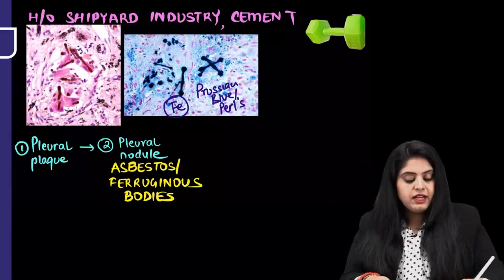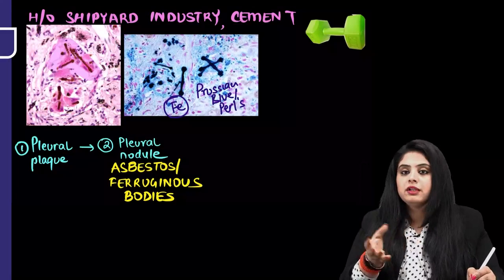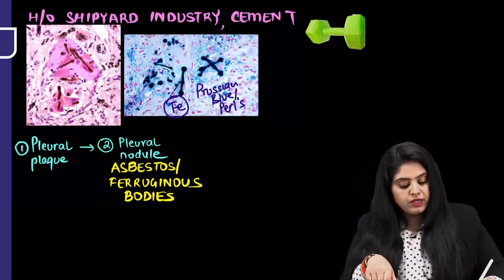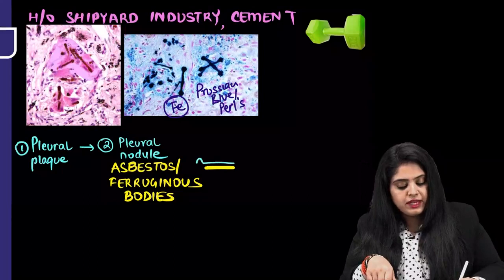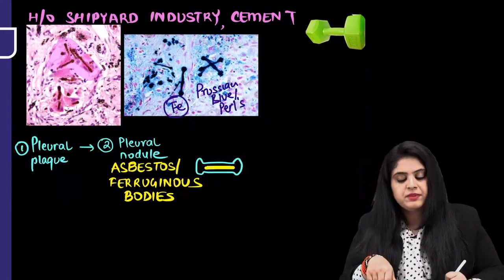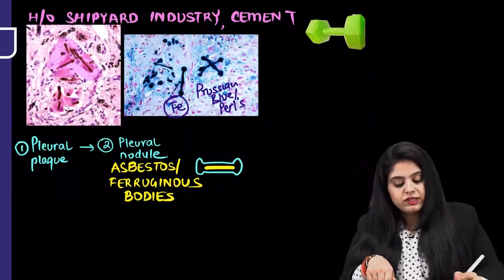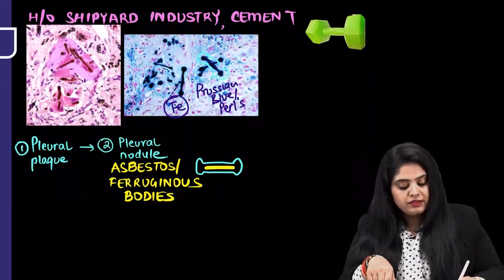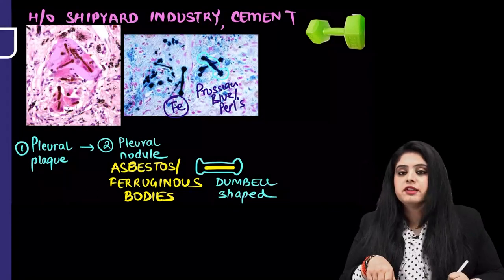Look, this one is just asbestos, a brown colored asbestos fiber. What does my body do? Around this asbestos, your body says, I will deposit iron. And once it has, you can see it's become like a dumbbell, a dumbbell shaped body. Exactly what they ask you in the paper: asbestos bodies are what in shape? They are dumbbell shaped bodies that you notice.